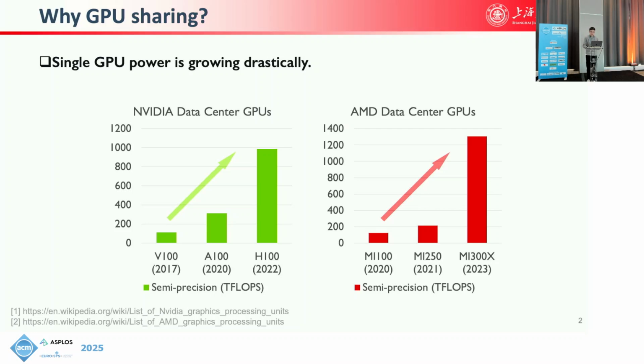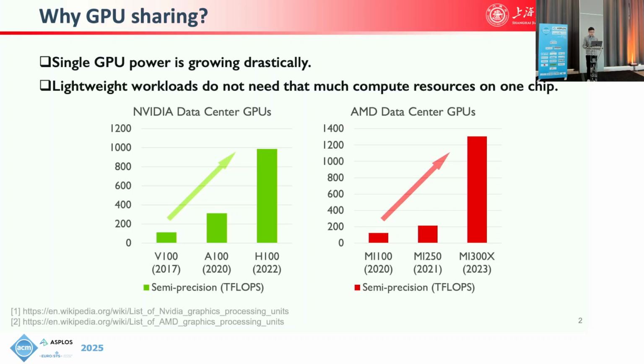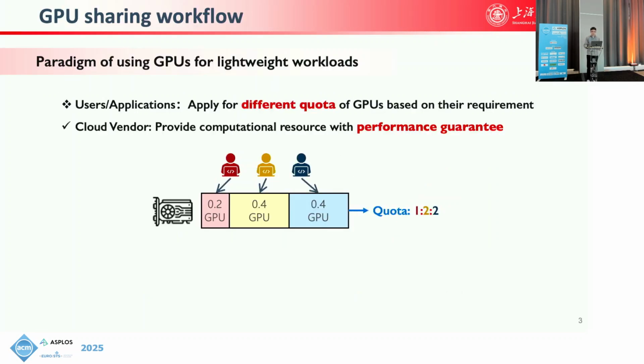While people are leveraging these powerful GPUs for large language models and other intensive workloads, there are still many lightweight applications that don't require the full capacity of a single GPU. For instance, some applications may not utilize all the streaming multiprocessors on a GPU, or their quality of service requirements are lenient, meaning they don't need substantial resources to complete their computations. Given this context, GPU sharing emerges as an excellent paradigm for lightweight workloads to efficiently utilize a single GPU.